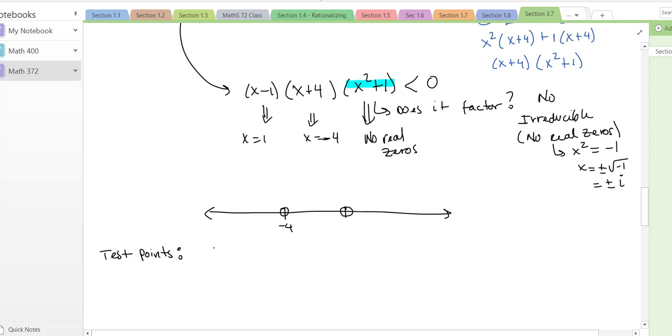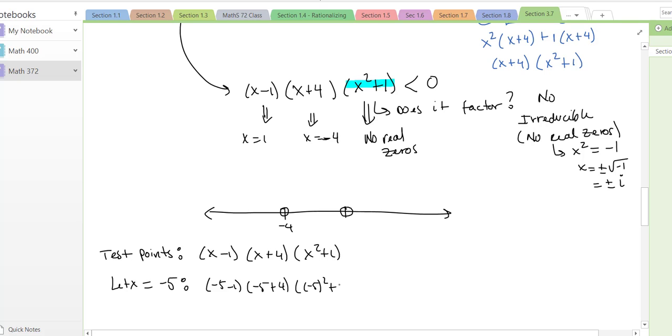Less than 0 means negative. So I'm going to plug in my test points into these quantities. And I'm trying to see, is it positive or is it negative? So in the first region, let x equal negative 5. So plug it in. So negative 5 minus 1, negative 5 plus 4, and negative 5 squared plus 1. So negative 5 minus 1, that's negative. Negative 5 plus 4, that's negative. The negative 5 here is getting squared, so that's positive, plus 1 is positive. So a negative times a negative is positive, times a positive, we get positive, and we don't want that.